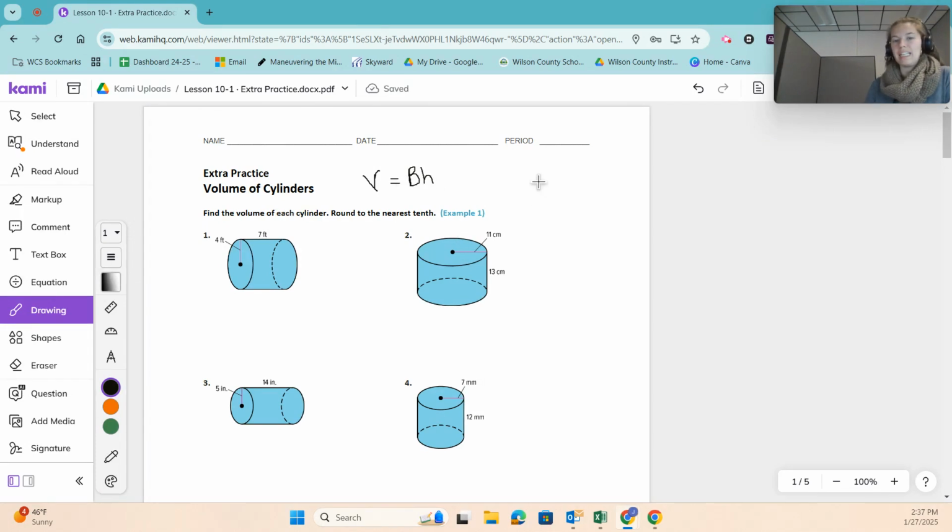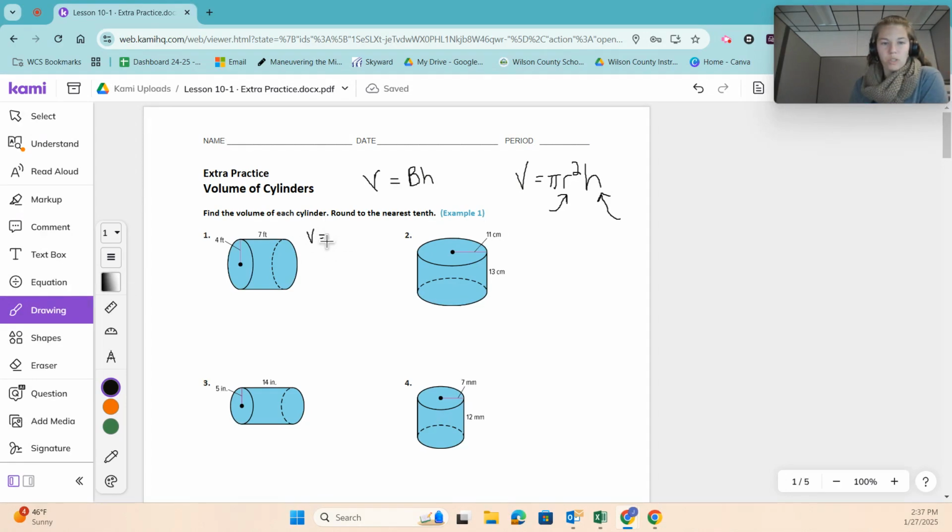Well, the base is a circle. So volume equals pi times radius squared times the height. This is your formula for a cylinder. Now you just need to substitute the values for your radius and your height into the formula in order to find volume. So we're going to do a couple here together.